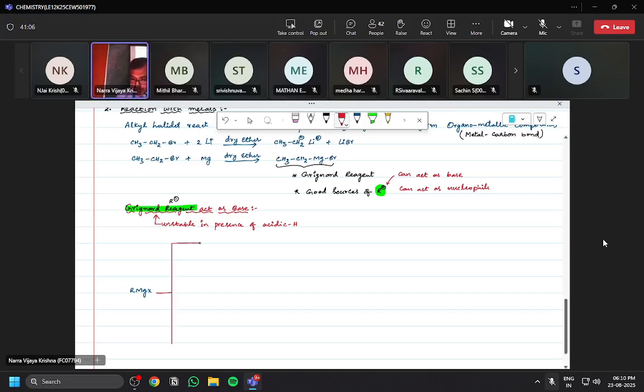I am allowing it to react with water, H2O. In this, is hydrogen present on a more electronegative atom or not? Then hydrogen can exist as H plus. Then what will this R minus do? R minus will go and take that H plus. If R minus takes H plus, what will be the product? RH, alkane. And what is the other product? Mg(OH)X. Now R minus is taking H plus, means R minus is acting as a base or not? So wherever acidic hydrogen is present, R minus acts as a base.